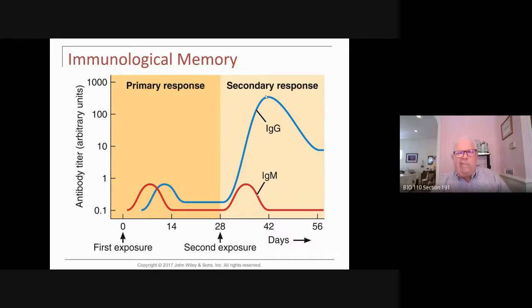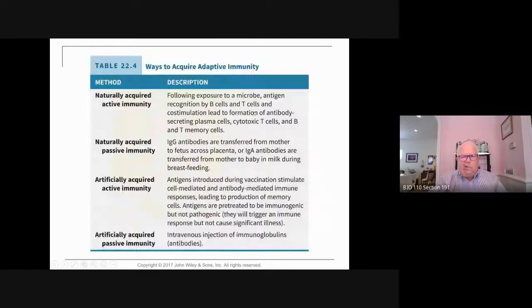This is what happens in allergic reactions. If you're allergic to penicillin, your primary response is very low. But your secondary response is now very high because there's a memory involved. And the second response to penicillin may give you a severe reaction. That's immunological memory.